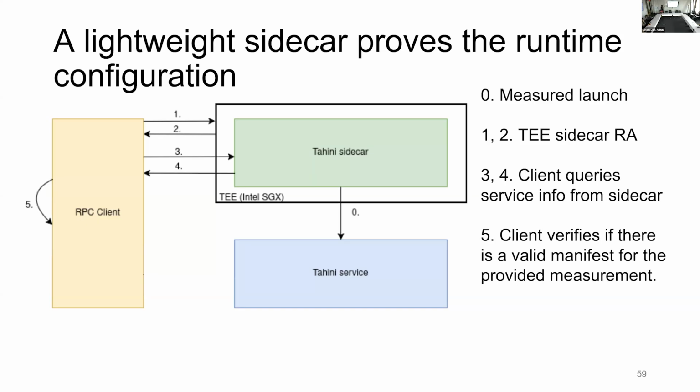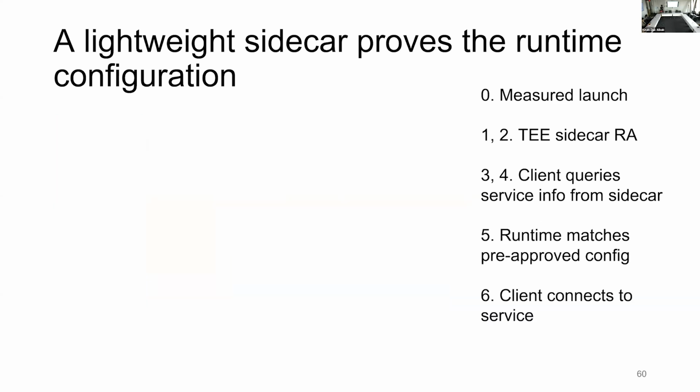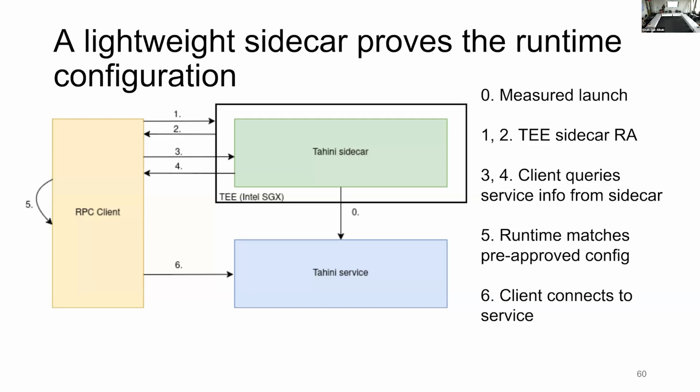Now, the client then decides locally if whatever is being provided by the sidecar actually matches what they want. Is it one of the privacy configurations they have validated beforehand? If such is the case, they will connect to the service. Okay, great.